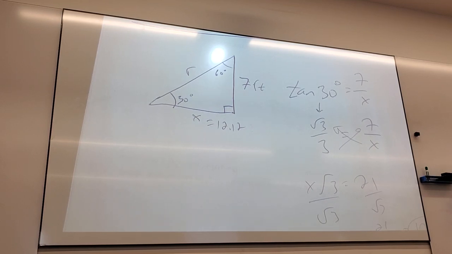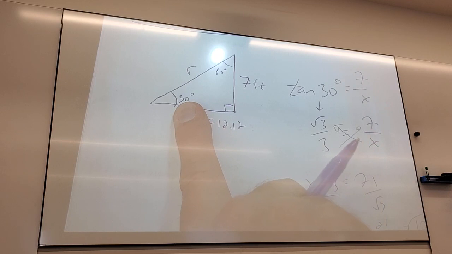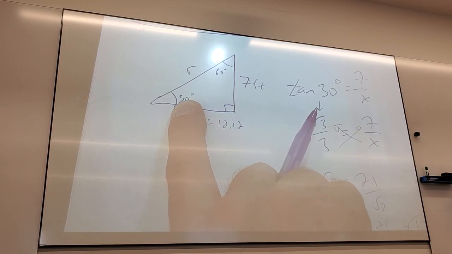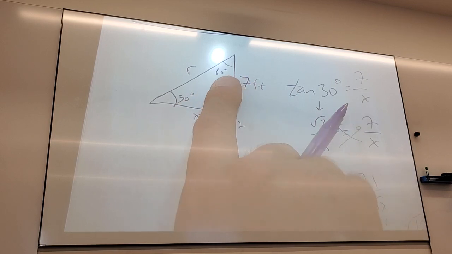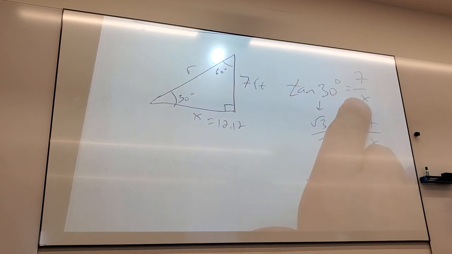Yes? Why do you use the 30 degrees as opposed to 60? Because 30 is in the base. It makes it easier with how I memorize things. Cotangent of 60 would equal 7 over x. You know, it gets a little worse, yeah. Okay, I like it. Maybe?